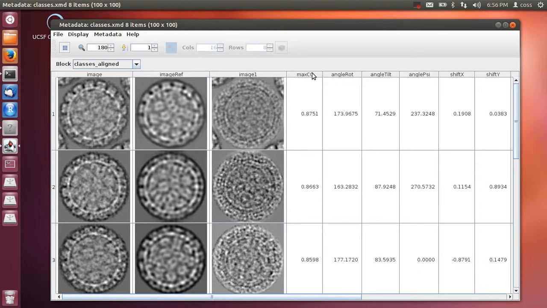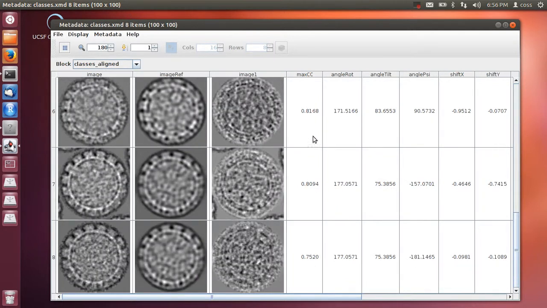This table is sorted by maximum cross correlation. So the maximum cross correlation here is this 0.87, and then it goes down to 0.75. So the worst classes are at the end of the list, and you may decide, oh, this class does not correspond to this volume actually.